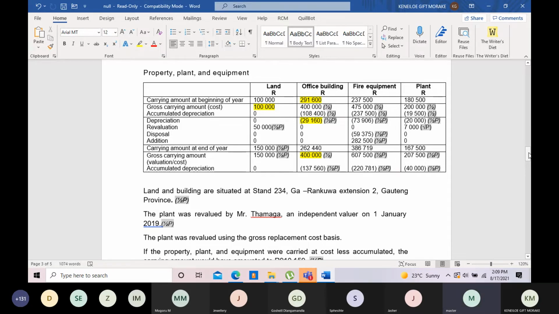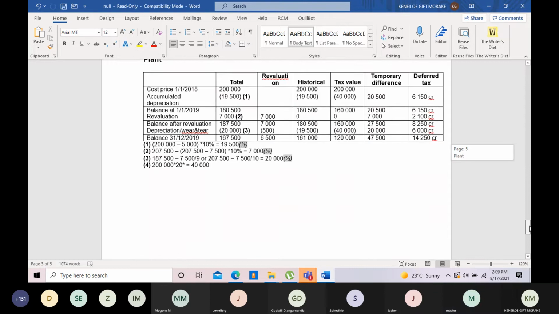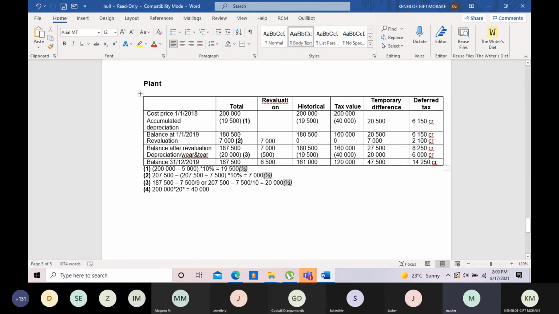Okay, so let me go back there one more time. You already have this balance here, 180,000. By saying 200,000 minus 19,500, you got 180,500. So you're now going to do the calculation for number 2. 207,500 minus, open bracket, 207,500 minus the residual value of 7,500. You close the bracket and multiply everything by 10%. You're going to get how much? 187,000. I'm trying to prove something for you.